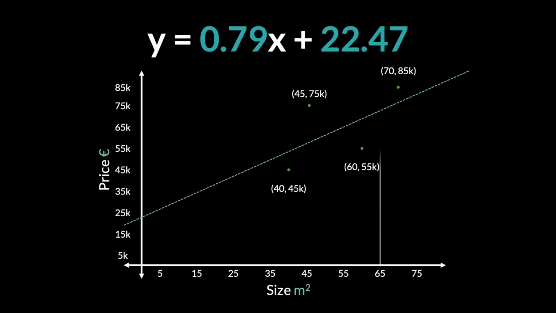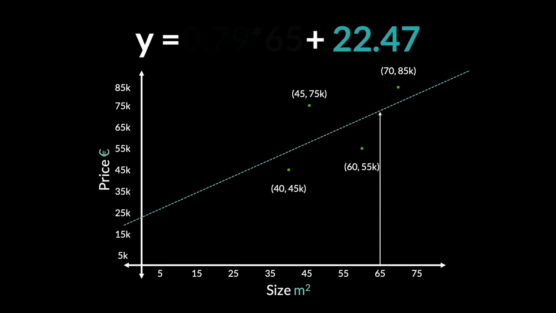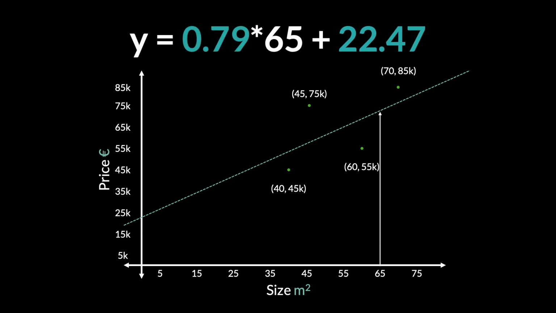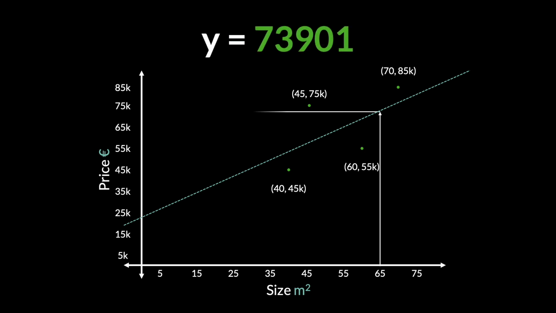Just to test it out, in case the value of x, which is the size of the house, was say 65 square meters, the price of the house computed would be approximately 74,000 euros. That's what we're trying to find.